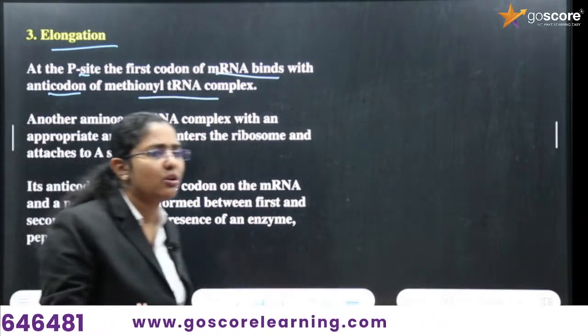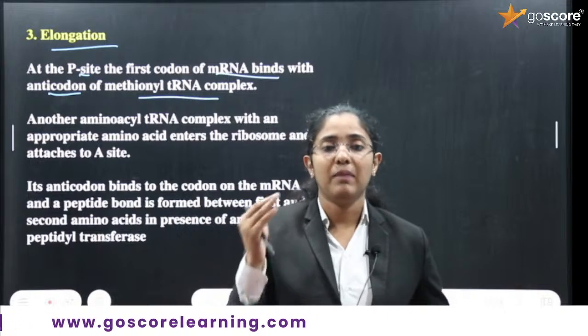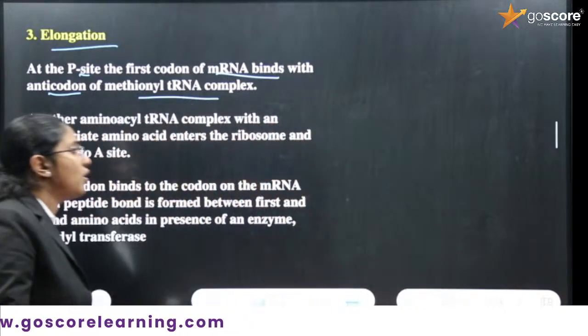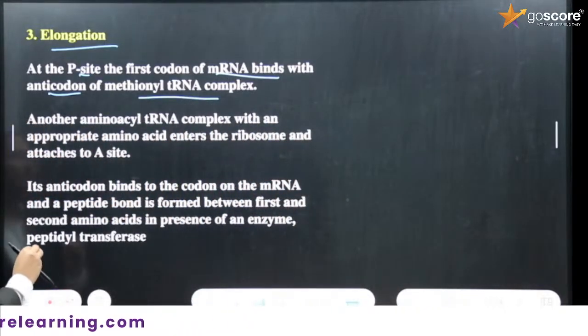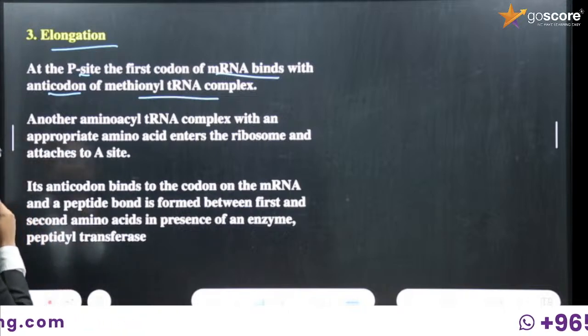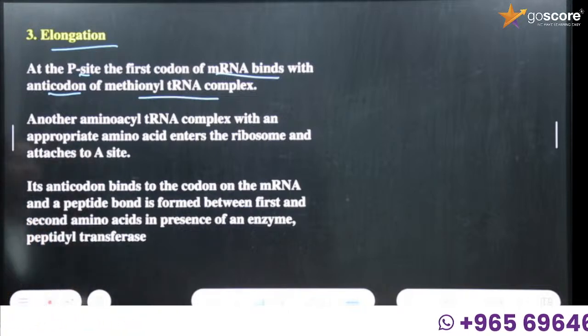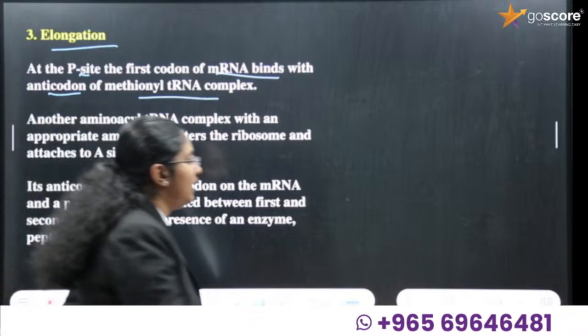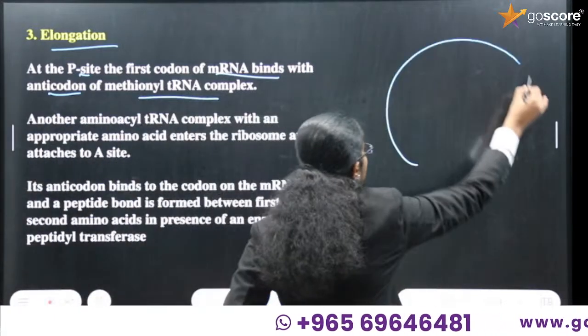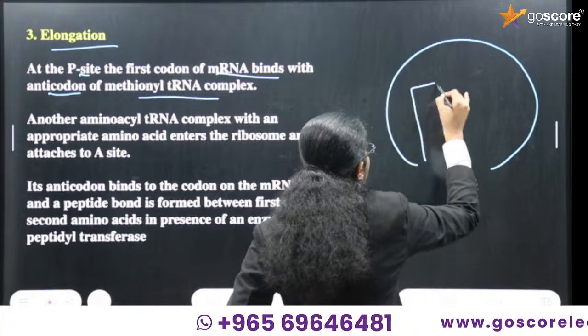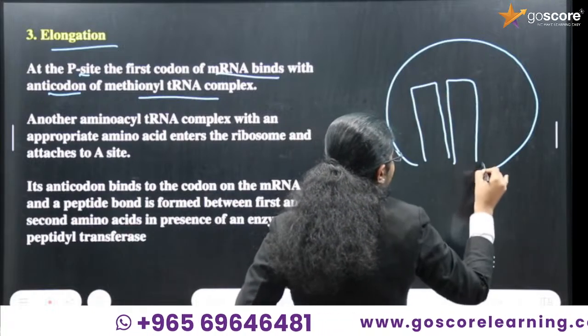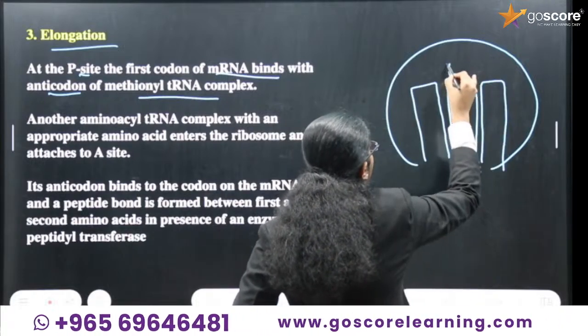Okay, see, I told you, at the P site, the first codon of mRNA binds with the anticodon of the methionine tRNA complex. The first codon, the initiator codon, is methionine. So how does this methionine come? Methionine comes in the P site.